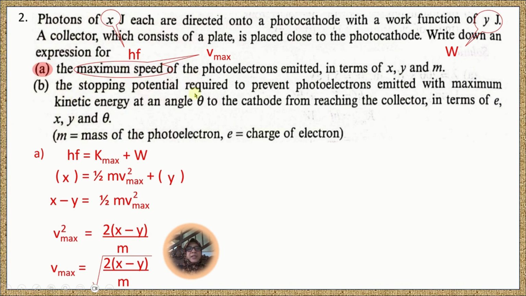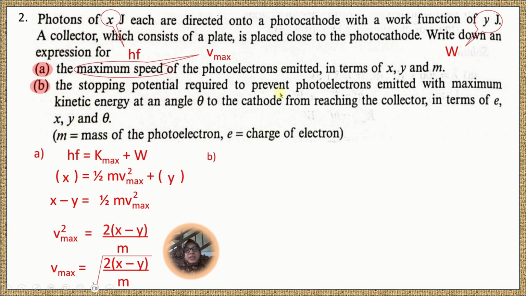The stopping potential required to prevent photoelectrons emitted with maximum kinetic energy at an angle theta to the cathode from reaching the collector, in terms of E, X, Y, and theta. Okay, so this time we're going to find the stopping potential, Vs. We use the symbol Vs for stopping potential.